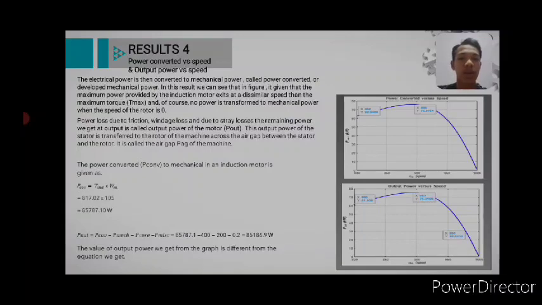We get 85,700.10 watt. For the output power, we get 85,186.9 watt. The value of output power we get from the graph is different from the equation we get.